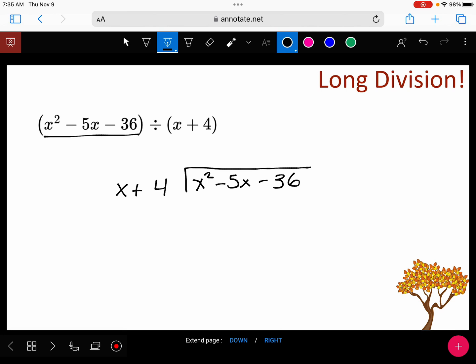So x times what gives me x squared? Not 2. X times what gives me x squared? Oh, x. So we look at our first term of what we're dividing by and the first term of what we're dividing. Ignore the 4 right now. And that's how we decide what goes on top. So x times what gives me our first term? And it's x times x gives me x squared. So x goes on the top.